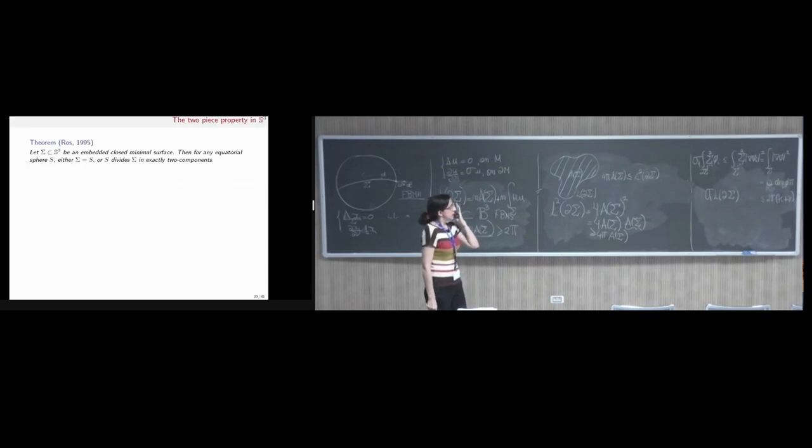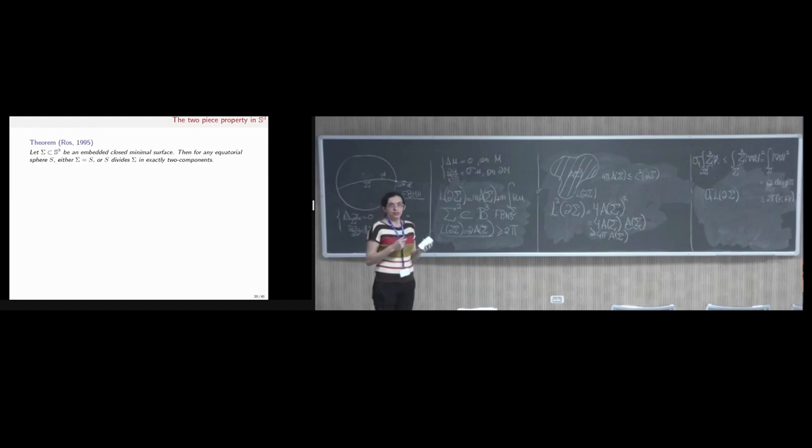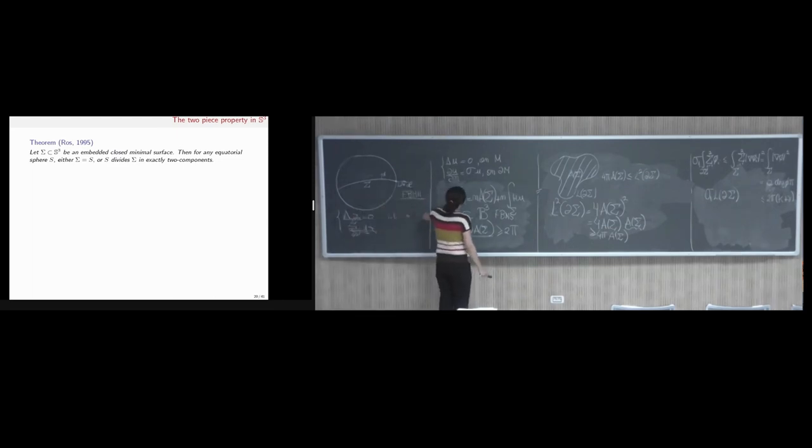Okay, now I talk a little, I claim here, about some results that are evidence that the conjecture is true, right? So I remember here the two-piece property in the sphere, proved by Ros in 1995. Okay, let me see where I can stop here, because I think that I need more time.